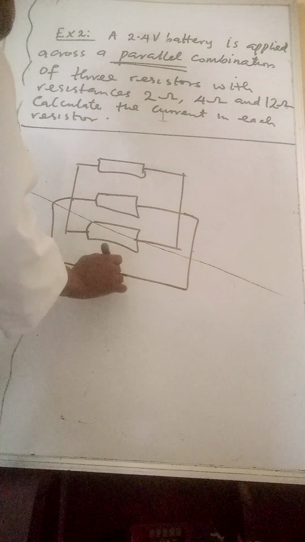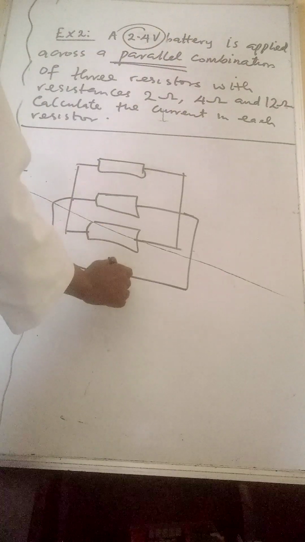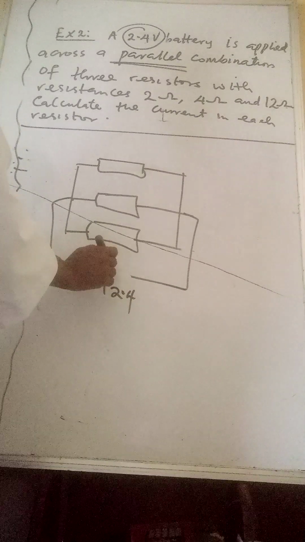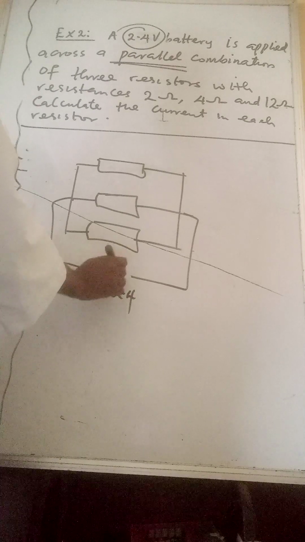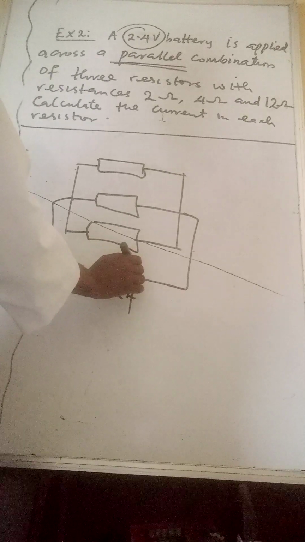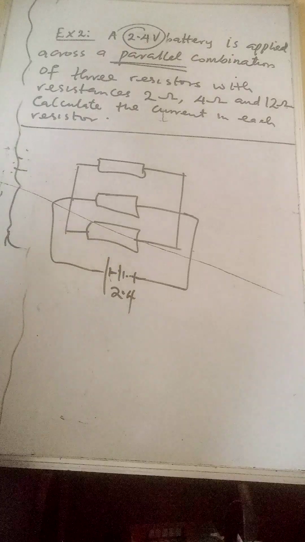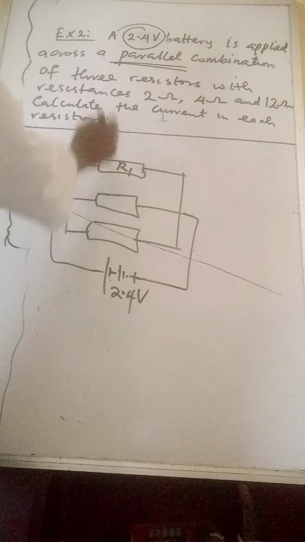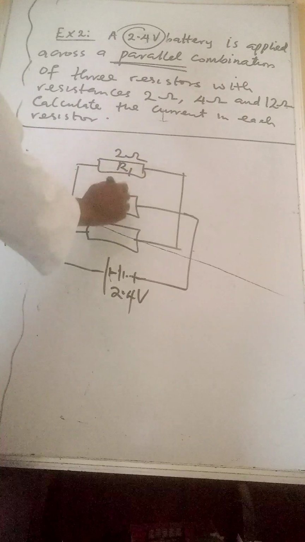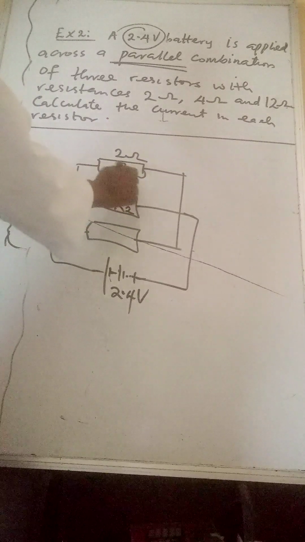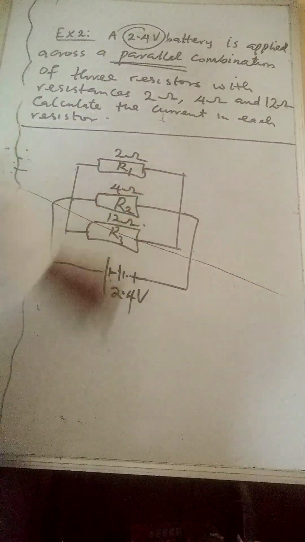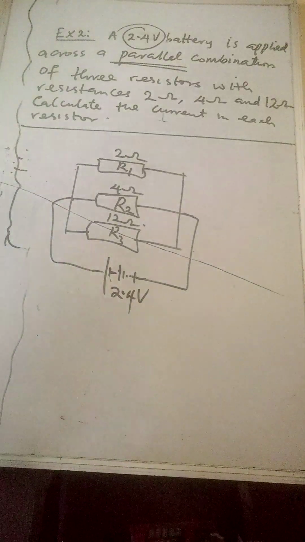Okay. Now, this 2.4 volts is this. Let me make the battery, 2.4 volts. Let me call this one R1, which is 2 ohms. Call this one R2, 4 ohms. This for R3, 12 ohms. So we want to find the current in each resistor.